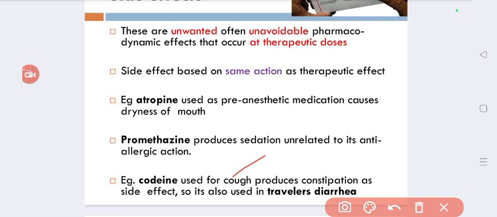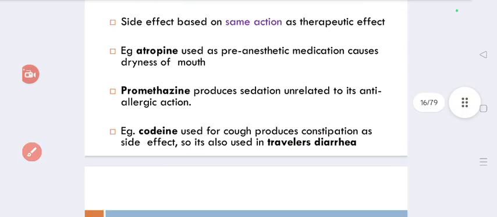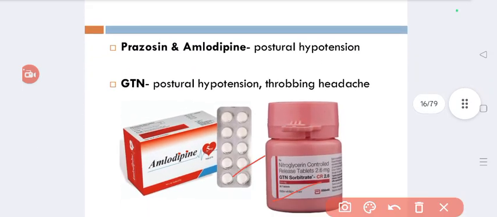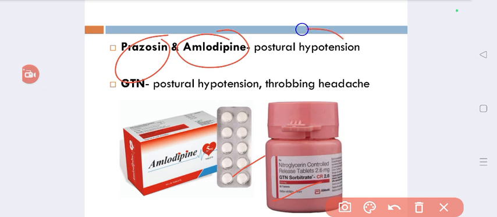So we can use this side effect as a therapeutic effect in case of traveler's diarrhea. We can use codeine as a drug because it causes constipation. Okay. Now, prazosin. Prazosin is a selective alpha blocker. Amlodipine is a calcium channel blocker. But both will cause postural hypotension.